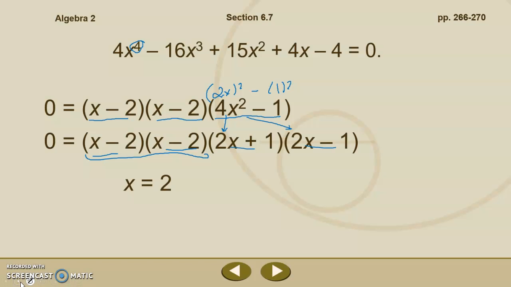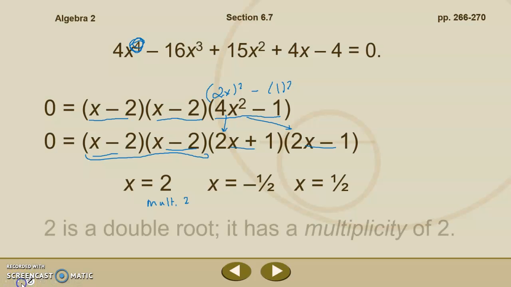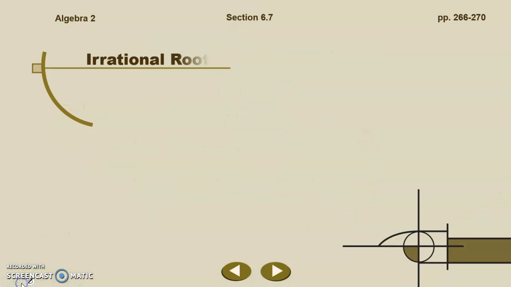If we were to then set this equal to 0, because of our zero product property, we get x equals 2, x equals negative 1/2, and x equals positive 1/2. So it looks like we only have 3, but we know that this has a multiplicity of 2. So it does follow our fundamental theorem of algebra, which said that this number right here, as long as it's positive, will tell us how many roots we have. 2 is a double root and has a multiplicity of 2.